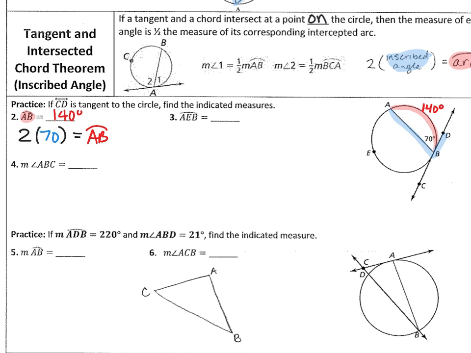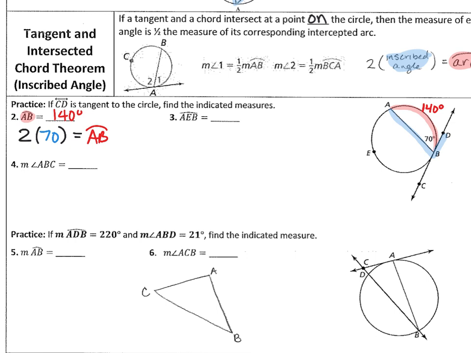Like I said, it's very easy every time you work with these kinds of problems to add your information to the image as you find it. Again, this is a tangent and this is a chord, which makes an intercepted angle. Double the angle equals the arc, or half the arc equals the angle.